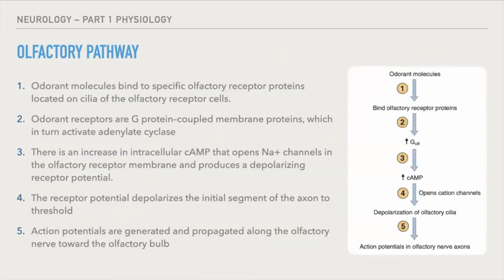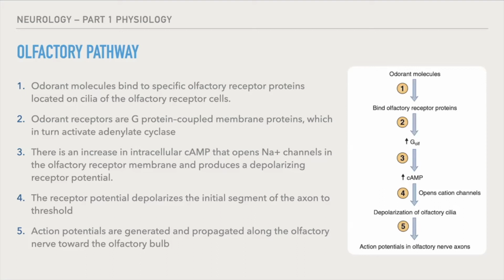So now a little bit more detail on how the odorant molecules become action potentials, and in the end how they reach the cerebral cortex. The odorant molecules bind to specific olfactory receptor proteins located on the cilia of the olfactory receptor cells, as we saw in the pictures before.